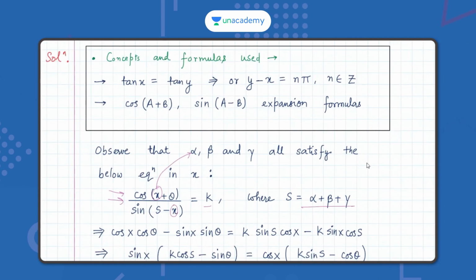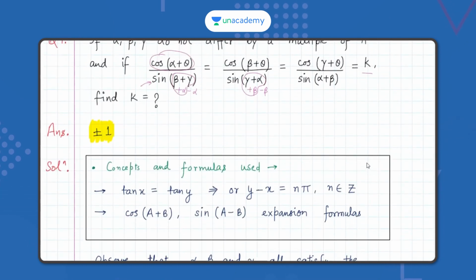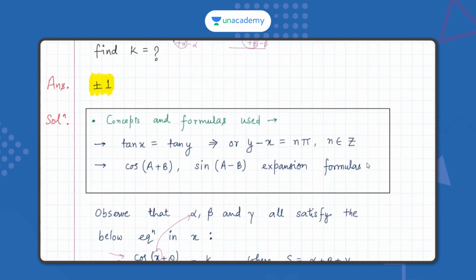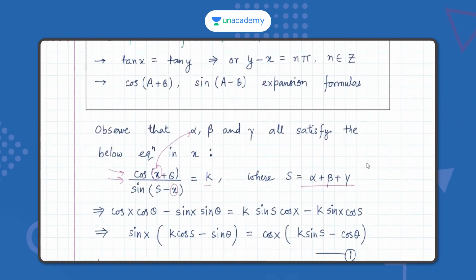Similarly, if you put beta, you will see that it generates the second equation: cos of beta plus theta upon sine of gamma plus alpha is equal to k. And similarly, when you put gamma, it generates the given third equation. So that's the reason why we are saying alpha, beta, gamma all satisfy this particular equation in X. So I hope this point is clear. After that, the question is easy.